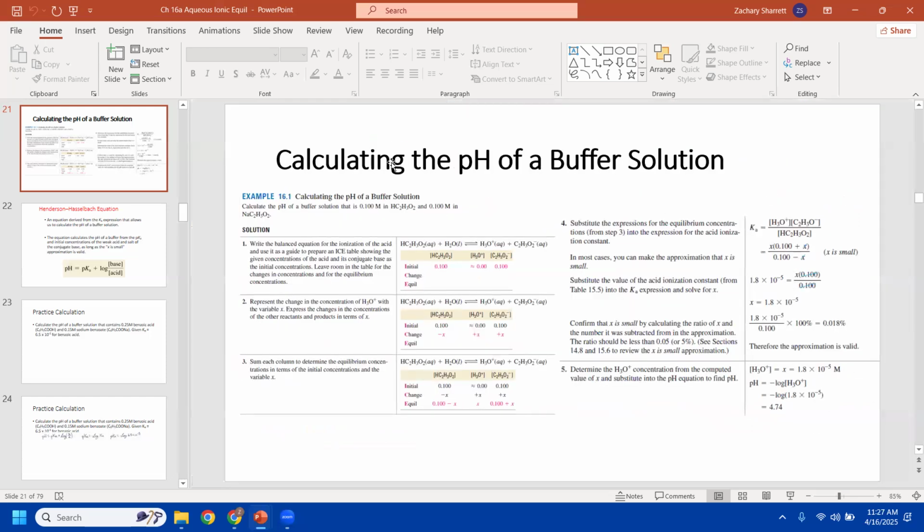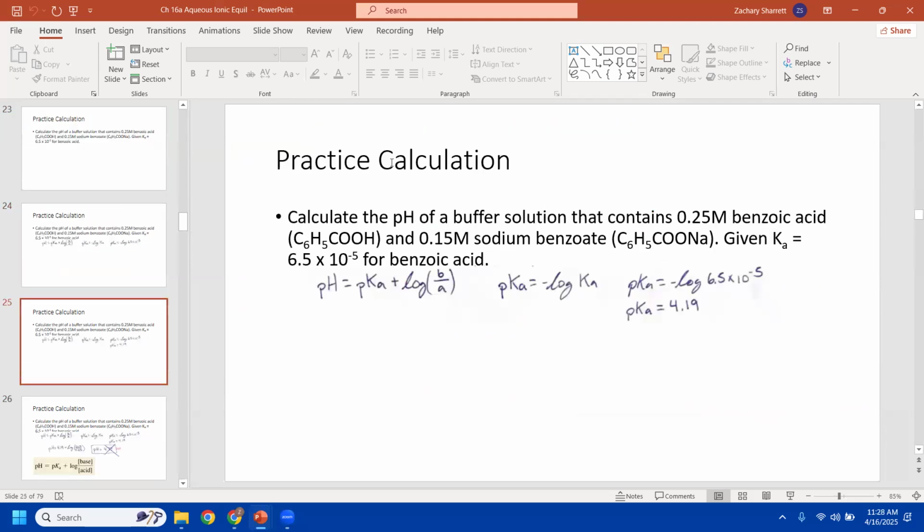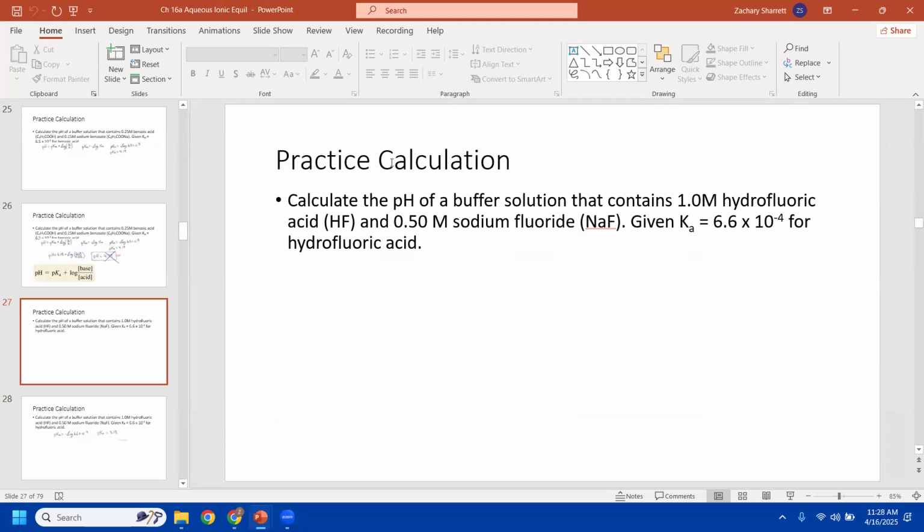So if given the option, do we want to use the Henderson-Hasselbalch equation? Only if you want to save time and money. You know why you save money? Less ink. And if you're using a tablet, less electricity. Okay? So that's how we do that. Let's go ahead and calculate the pH of this buffer solution.